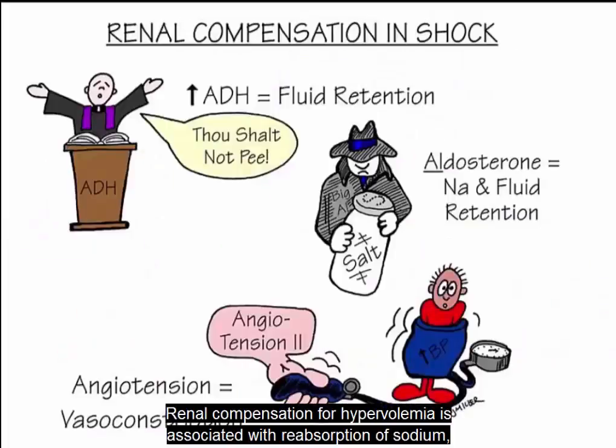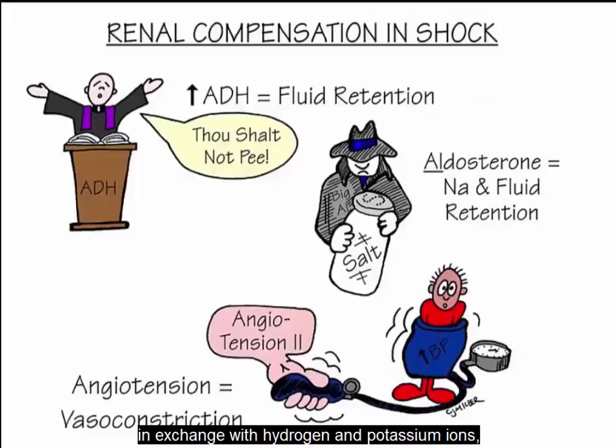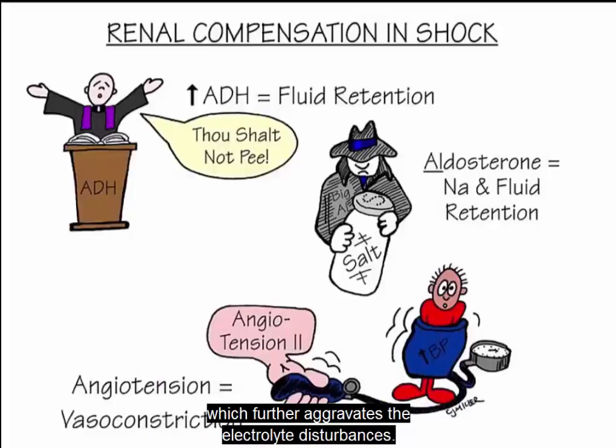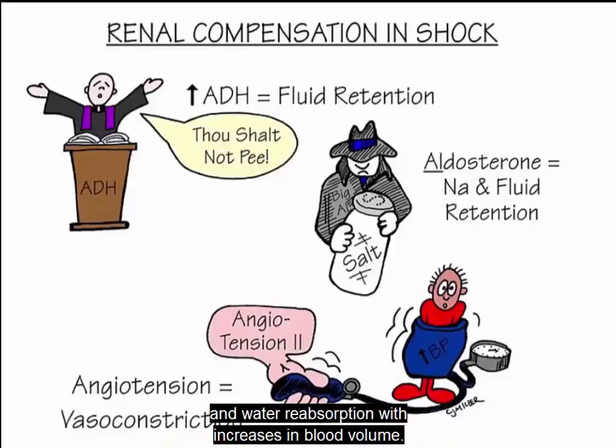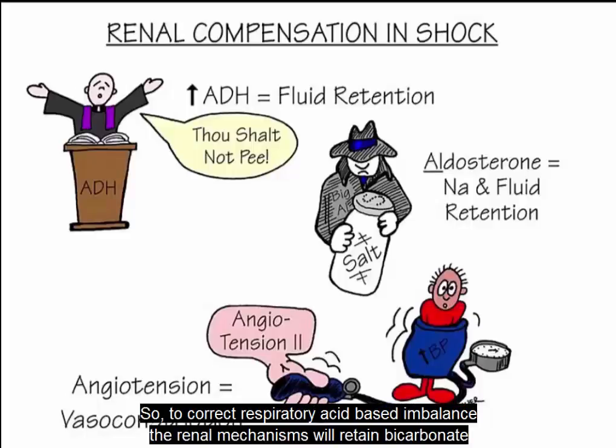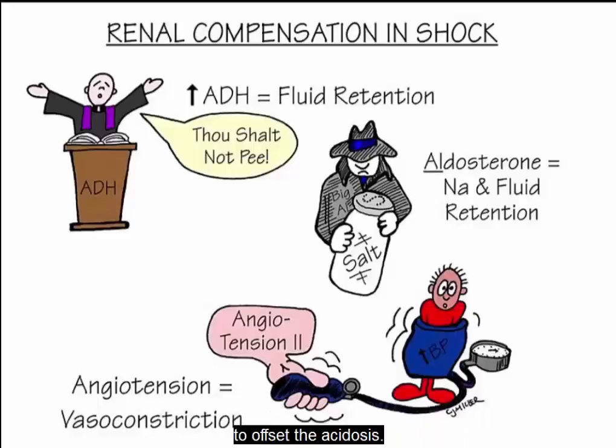Renal compensation for hypovolemia is associated with reabsorption of sodium in exchange with hydrogen and potassium ions, which further aggravates the electrolyte disturbances. An increase in aldosterone causes increased sodium and water reabsorption with increases in blood volume. To correct a respiratory acid-base imbalance, the renal mechanisms will retain bicarbonate to offset the acidosis. If alkalotic, they will eliminate the bicarbonate.